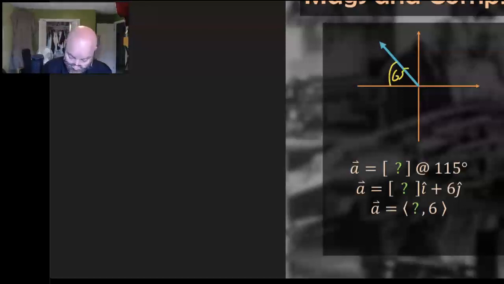Okay, so now I've got my triangle. I don't know what the hypotenuse is, but I know that this right here is 6. Not that one, just kidding. This one is 6. So the 65 comes in super handy for us to get the magnitude of our vector.